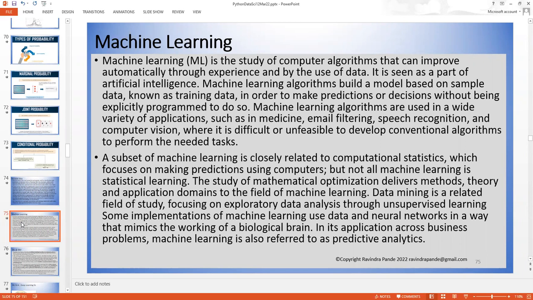So how do we learn banana is elongated, apple is spherical? Because we have experienced it. We as humans know that difference. So that's why we have implemented these models in a given program so that even a machine can understand the difference or go on predicting in a particularly defined decision tree. In its application across business problems, machine learning is also referred to as predictive analysis.